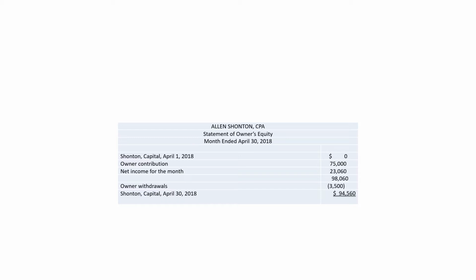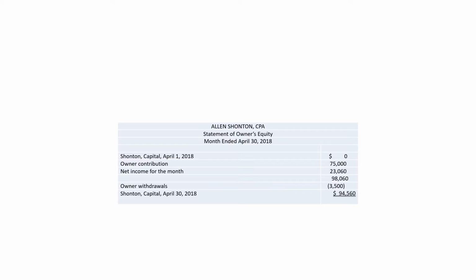Revenues and expenses are part of equity, but we've already reported the details of those items on the income statement and came up with a final number or result from those two items. And that was net income. And since net income increases capital or owner's equity, we will add it. So net income for the month, $23,060. At this point, we usually do a mathematical operation of adding up all those numbers. So $98,060.